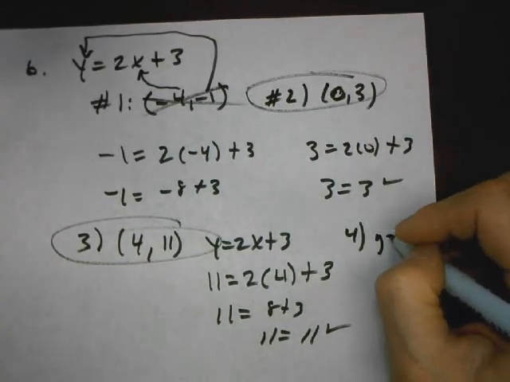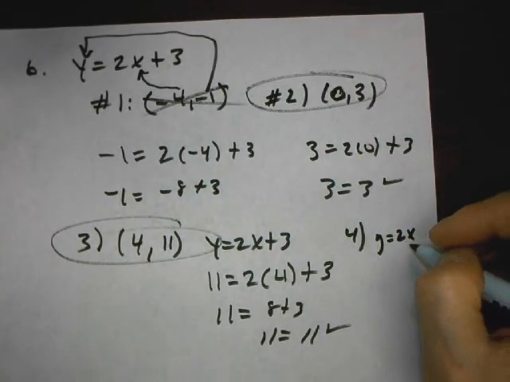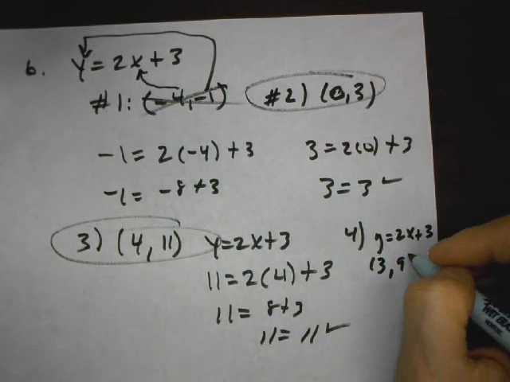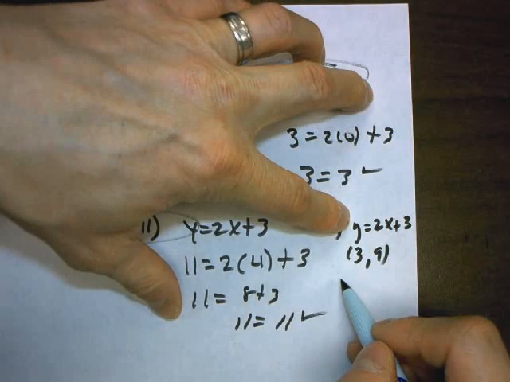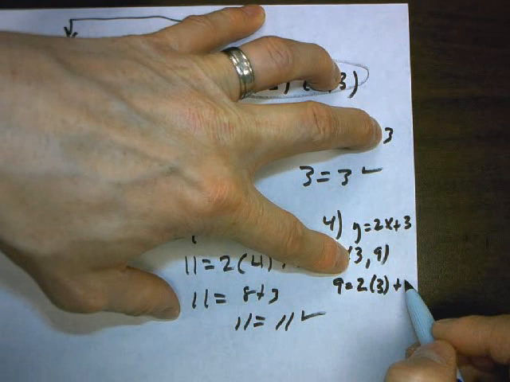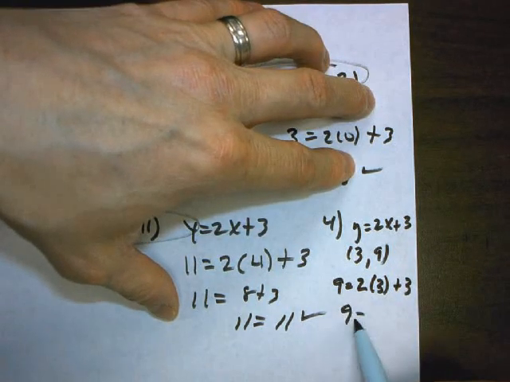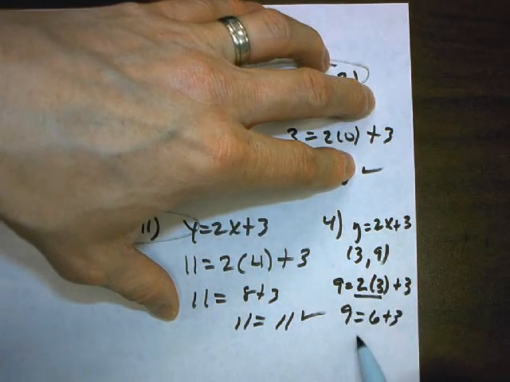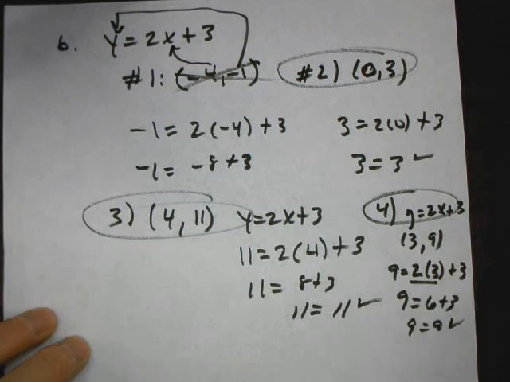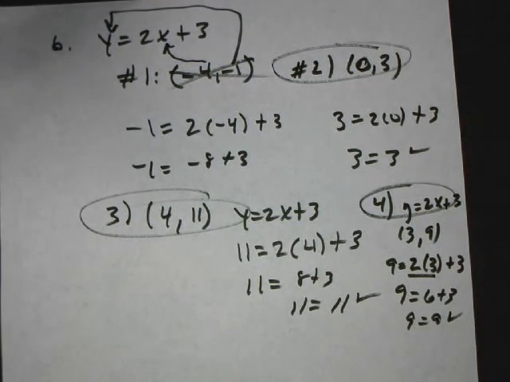We have y equals 2x plus 3. And the point is 3, 9. So when I plug that in, my y is 9. There's my 2. Plug in the 3. And I simplify, first multiply, right? Then add, and I see that checks out too. So for this line here, these 3 points are on that line, so the solutions are points 2, 3, 4.